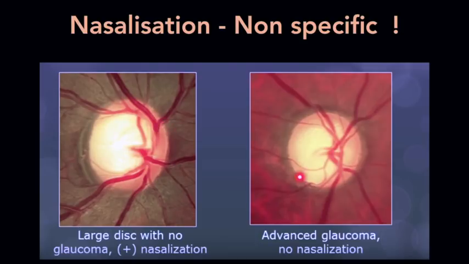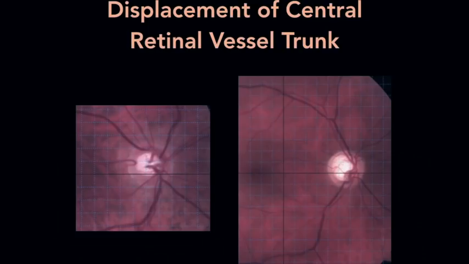This one has advanced glaucomatous disease, but you have vessels in the temporal aspect as well. So there is no nasalization, but there is advanced glaucoma, just to show that nasalization is not a very specific finding. Sometimes there is a displacement of the central trunk as well. In a normal disc, the central retinal vessel trunk comes up centrally. But when there is a displacement of the trunk from the central position nasally, that is also a very important indicator of glaucoma.